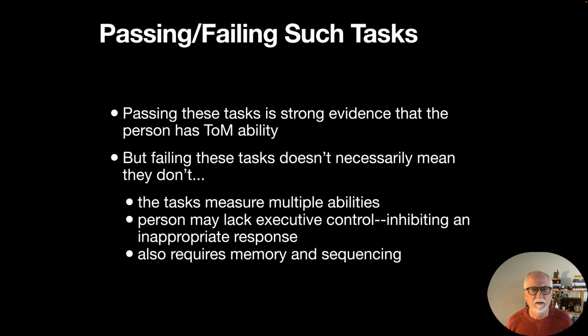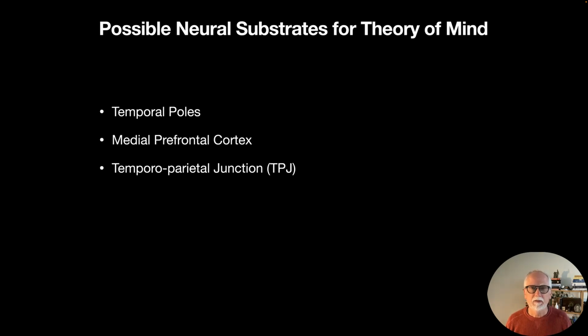So anyway, all of those things have to be kept in mind and might be why you would want to give multiple tasks of different kinds rather than just one task to see whether or not they have good theory of mind. Now, moving on to the neuroscience part of this, what are some of the possible neural substrates for theory of mind?